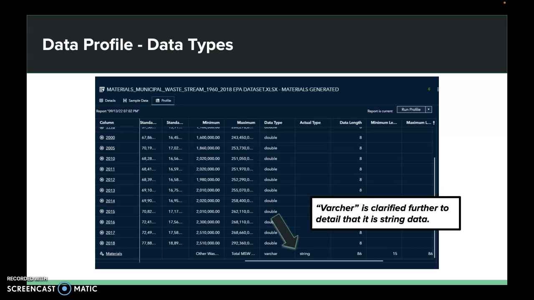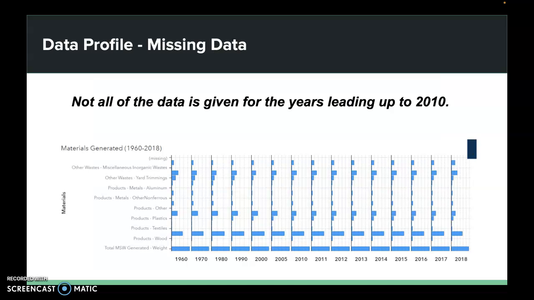So then going off of that, looking at varchar again, it is clarified further to detail that it is string data. So you can find varchar under data type and then go over to the actual type, and you can see that it is clarified that varchar is string data. And then, so there is missing data. Not all the data is given for the years leading up to 2010. So there are those missing points that we talked about earlier.